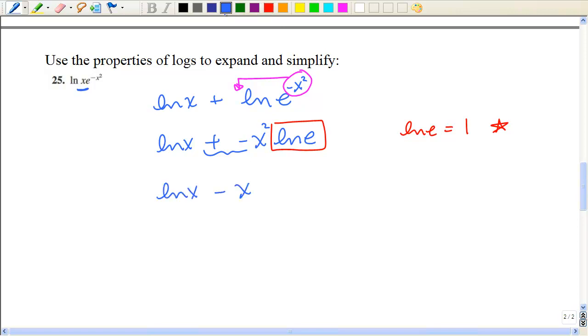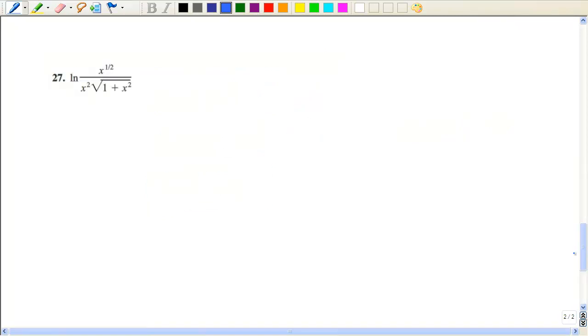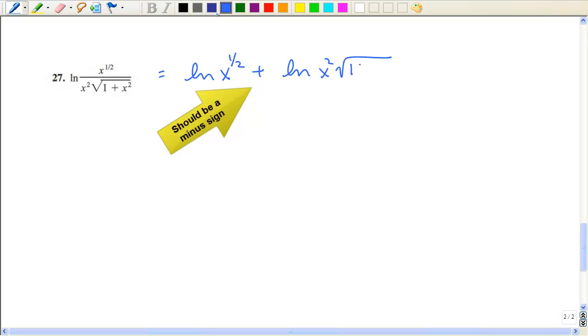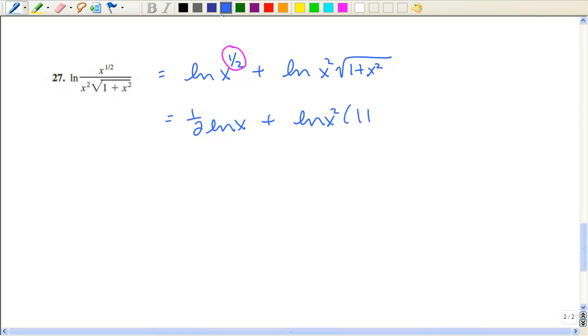Okay, again we have division. So I'm going to take the log of the numerator minus the log of the denominator. All right, I'm going to take this exponent and move it as a coefficient. And I'm going to rewrite this square root as a 1/2 power. Now notice here I have the product. These two things are multiplied together. So I can expand this some more.